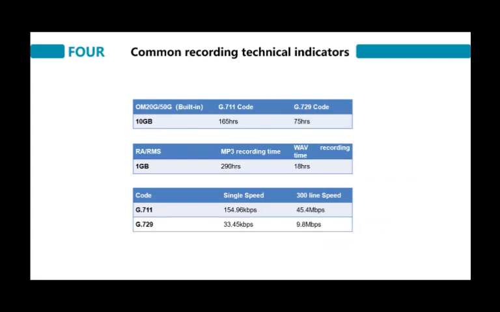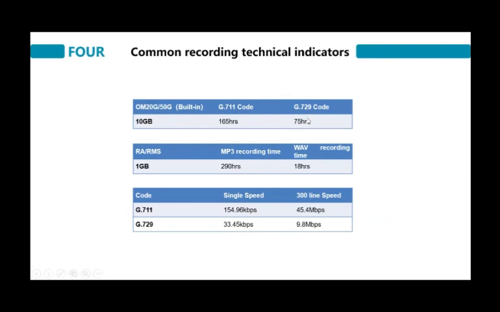And here are the common technical indicators. So basically, we use the G711 codec and the G729. For built-in, for our OM2050G, for G711, we can record up to 165 hours. However, if you use G729, you can only have 75 hours.